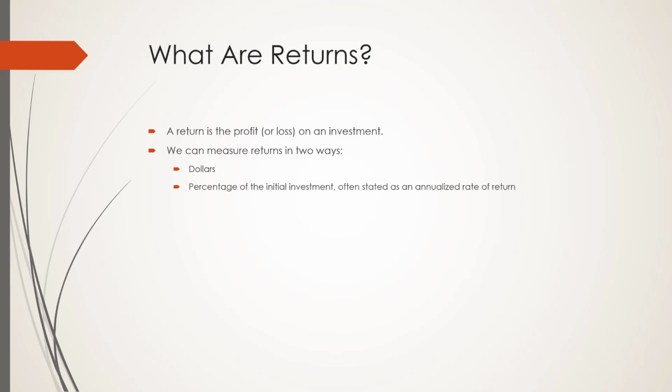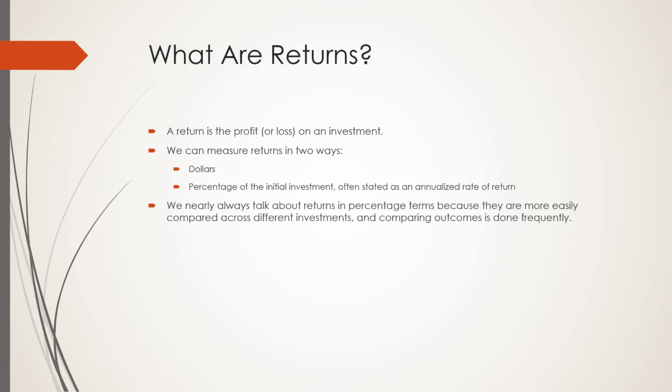A better way is to look at a percentage of the initial investment. And then often we will state that as an annualized rate of return. The advantage of using percentages is that they are comparable, whereas dollar amounts are not. So you can imagine, let's say you have two investments. One of them you invested $100, the other one you invested $1,000. Well, if the $1,000 investment returned $300 in profit, that can't be compared to whatever the dollar return was on the $100 investment. But if we talk about it in terms of percentages, then we can compare them.